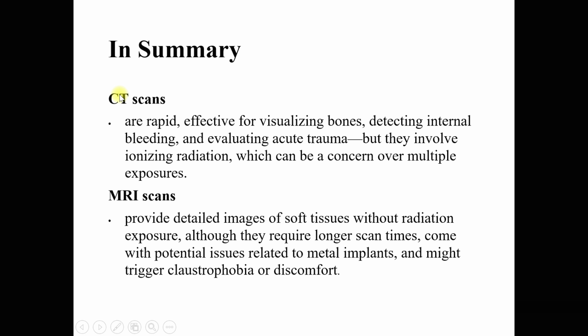In summary, CT scans are rapid, effective for visualizing bones, detecting internal bleeding, and evaluating acute trauma, but they involve ionizing radiation, which can be a concern over multiple exposures. And MRI scans provide detailed images of soft tissues without radiation exposure, although they require longer scan times, come with potential issues related to metal implants, and might trigger claustrophobia or discomfort.